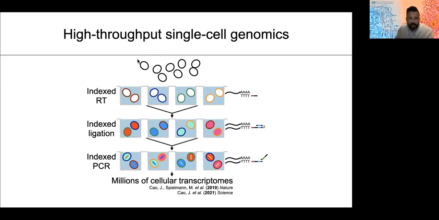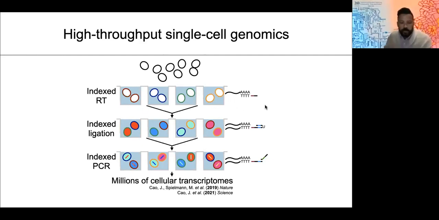So the way that this starts is you have cells, you parse them across wells in a plate, and then for every well, you use a barcoded oligo for reverse transcription. So essentially, you're adding a unique index to each one of these wells. You then pool all your cells together and distribute them in another set of wells, and now you do a second reaction. In this case, it's an index ligation with a second barcode. Now you have unique combinations of two different barcodes. You can do this one more time in an index PCR step.